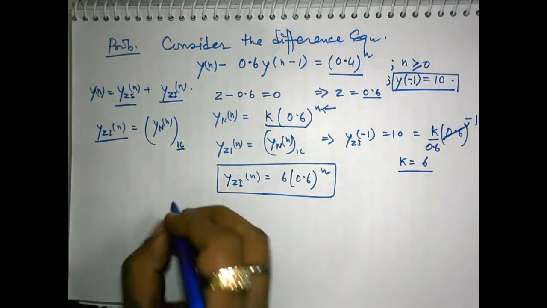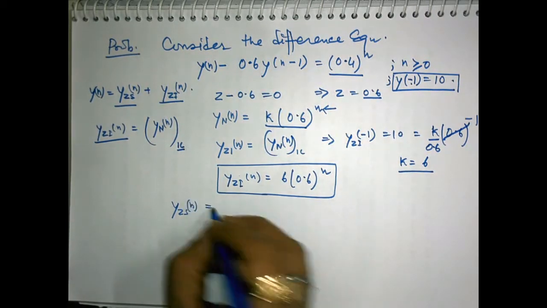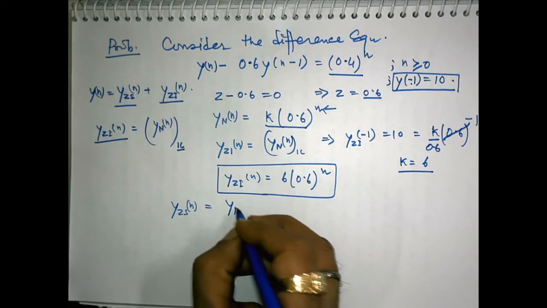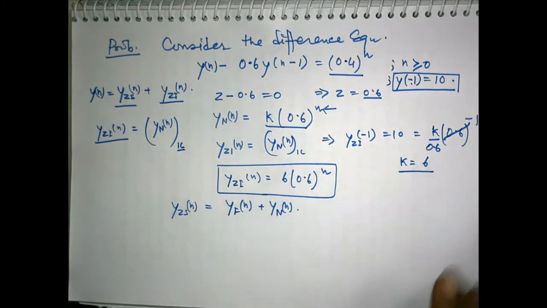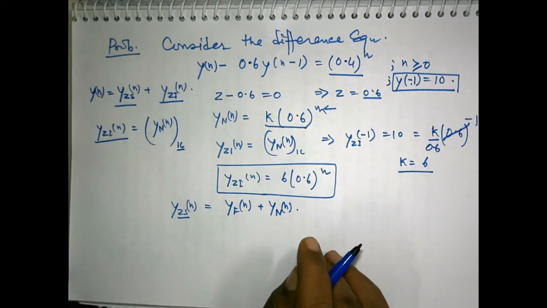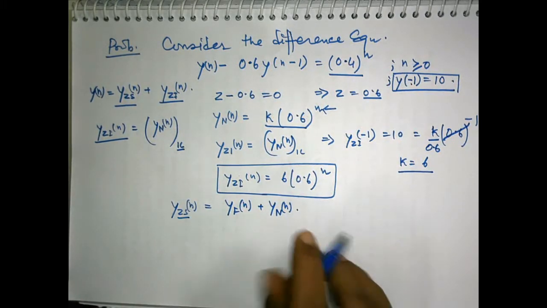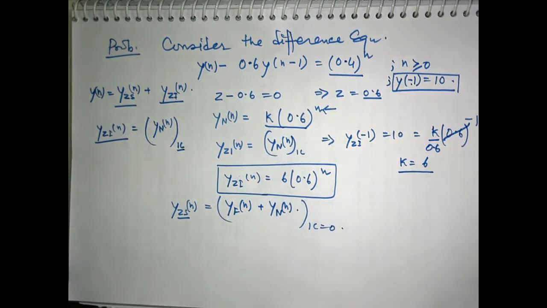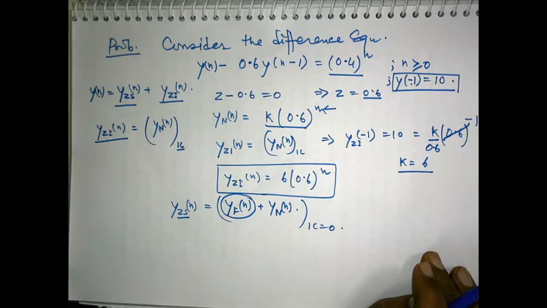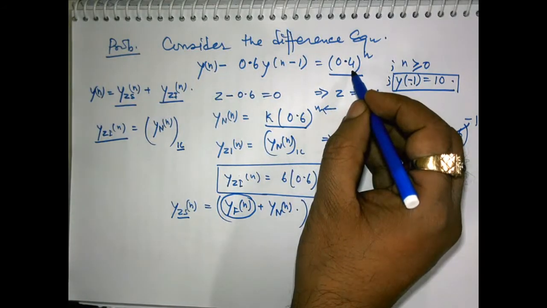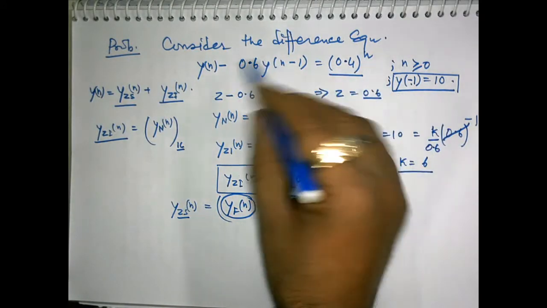Now y zs n, zero state response n, is equal to y f n plus y n n, and this is zero state response. Zero state response means initial condition is 0. Y f n is obtained independently. Y f n depends only on the nature of applied input. So what is the applied input? Alpha to the power n.